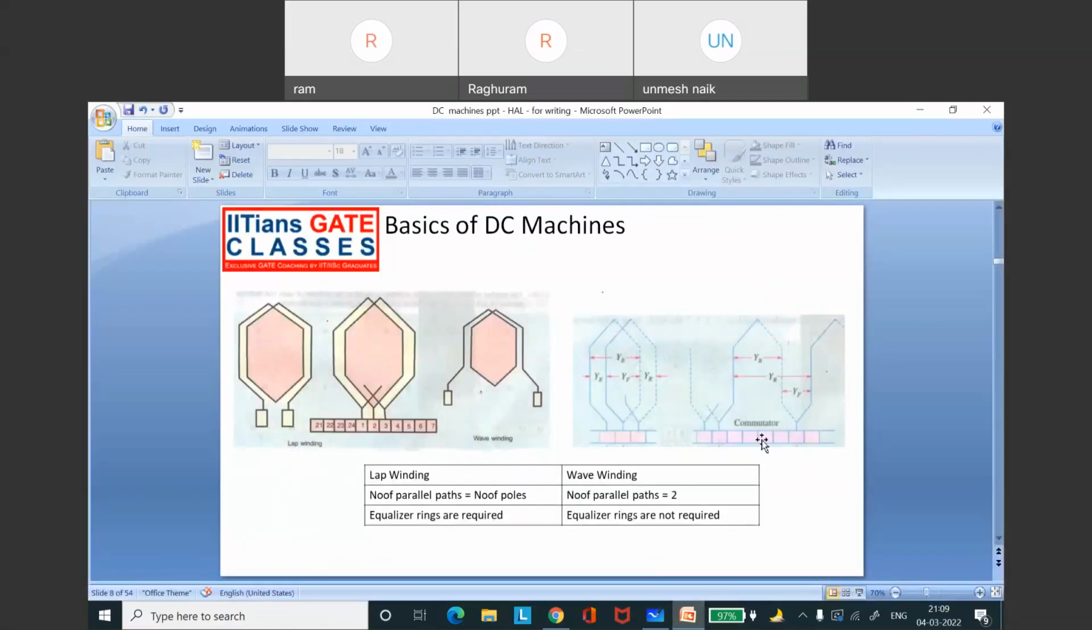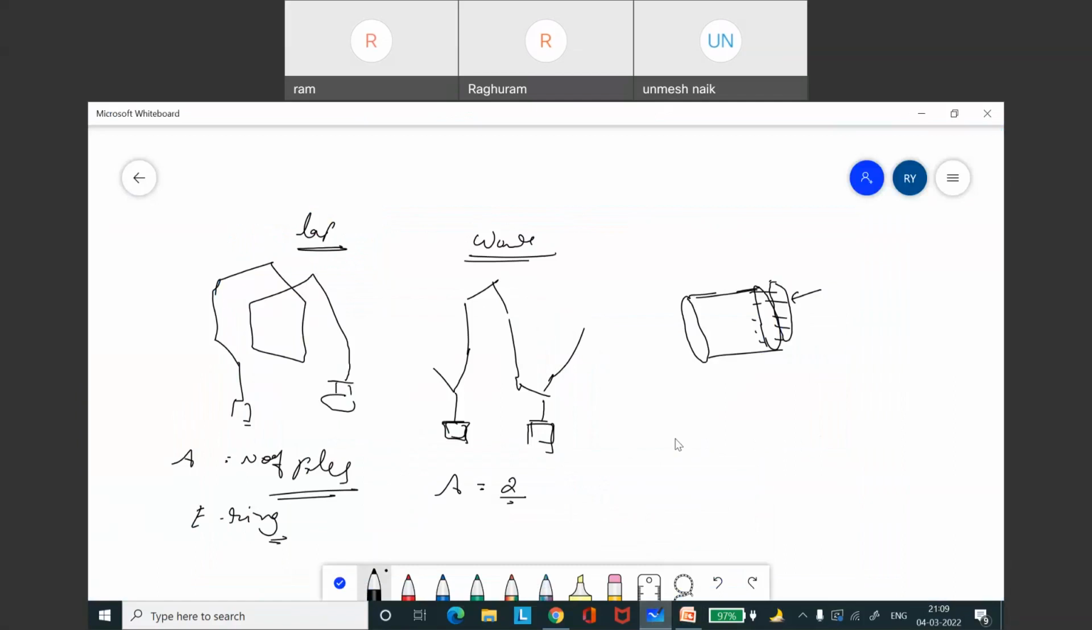You see here, this is the commutator. We have different segments, right? So many segments are there. There is another way to draw this winding. We have so many windings on this armature, and these are connected. Suppose we have two poles, and suppose we take a wave winding. If you draw the entire winding, it will look something like this. So we have two parallel paths. This is one parallel path, this is one parallel path. This is the other way of drawing. Electrically, if you see the connections.